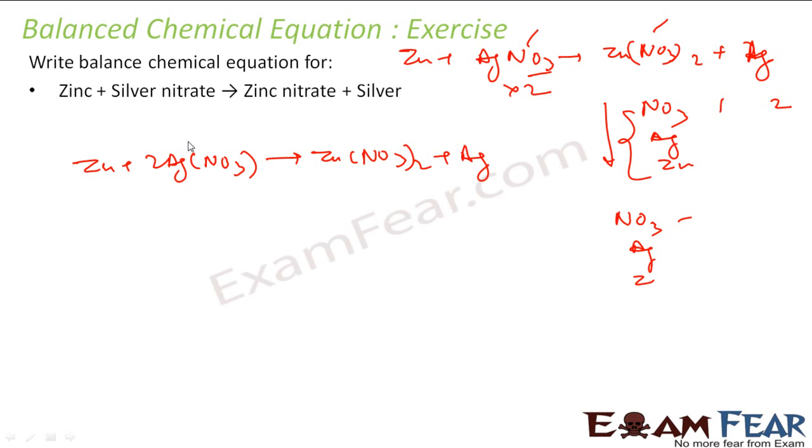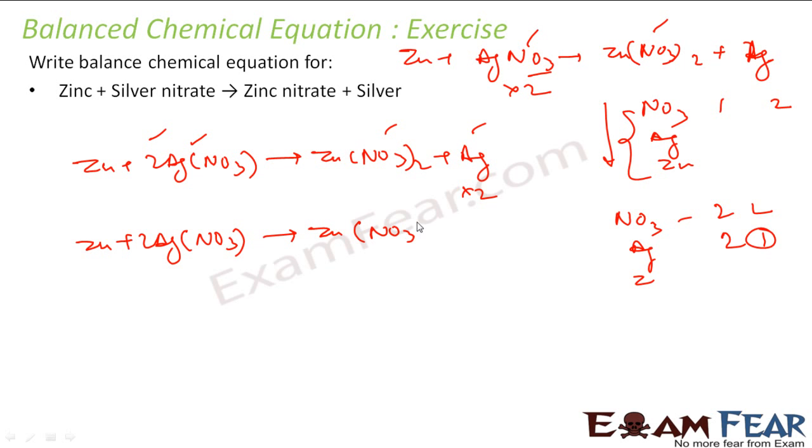Now let's again check. This is nitrate, silver and zinc. Nitrate we have 2 here, 2 here, done deal. Silver we have 2 here, 1 here, right? It is not balanced. Let's multiply with 2. So what you get is zinc plus 2AgNO3 gives zinc nitrate plus 2 silver.